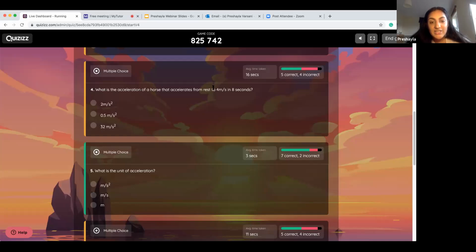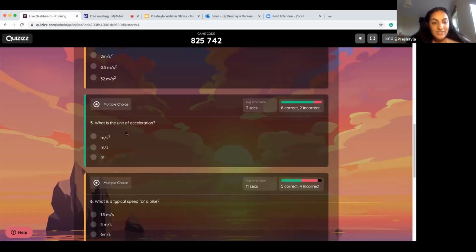What is the acceleration of a horse that accelerates from rest to 4 meters per second in 8 seconds? Well, the change in velocity is 4 because it goes from 0 to 4. So the change in velocity is 4 and the time is 8. Acceleration is the change in velocity divided by the time. So the change in velocity is 4 divided by the time, which is 8. So we get 0.5 meters per second squared.